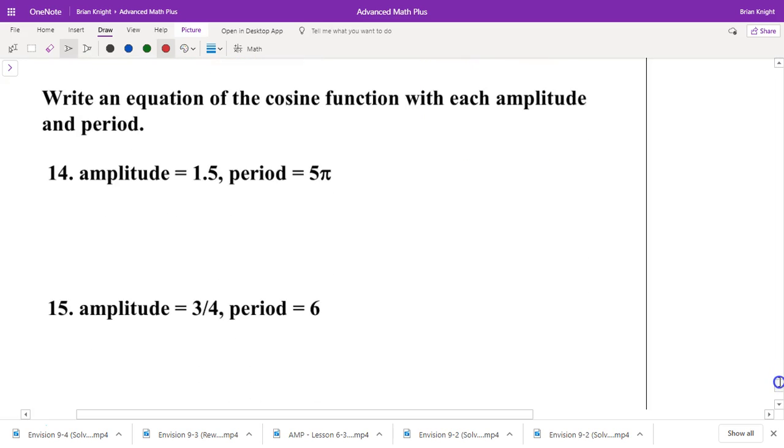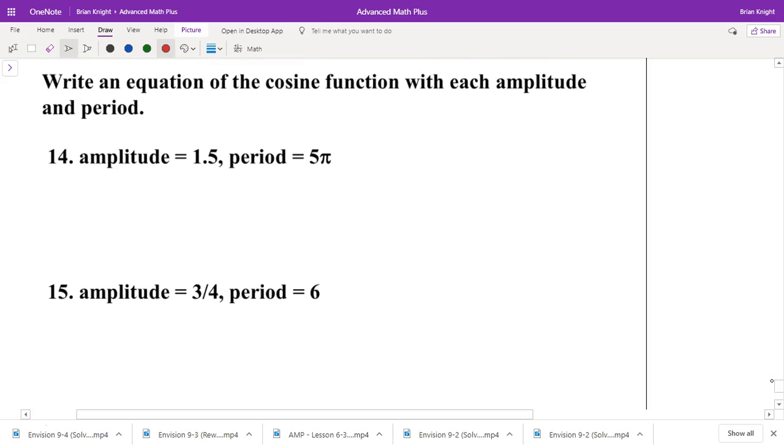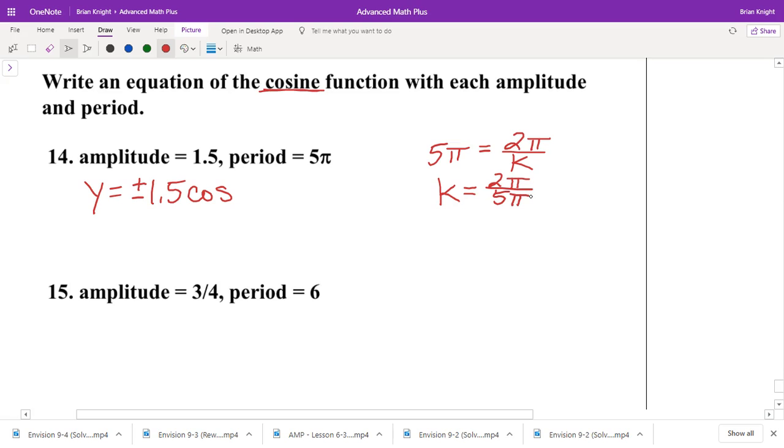All right, 15 and 14. Again, same thing. This time we're doing cosine. So y equals plus or minus 1.5 cosine, let's figure it out. 5 pi, our period, equals 2 pi over k. On this one, I can just switch them. K will be 2 pi divided by 5 pi. The pi's cancel, and so what is k? 2 over 5 times theta. You could also write that 2 theta over 5 if you wanted to.